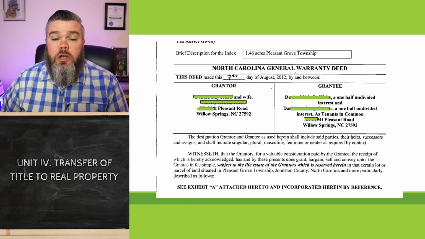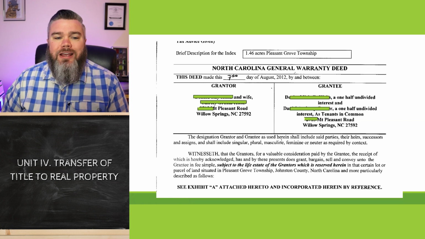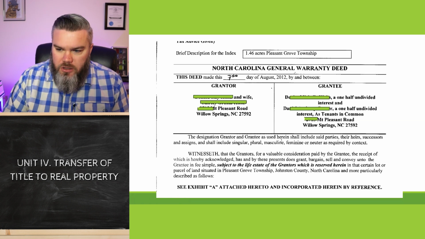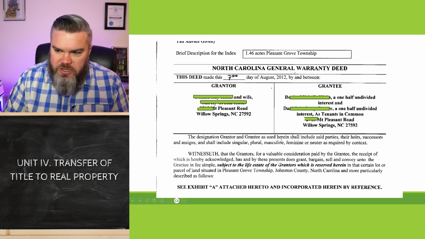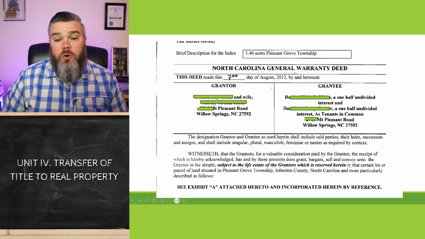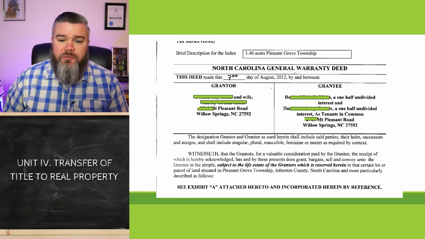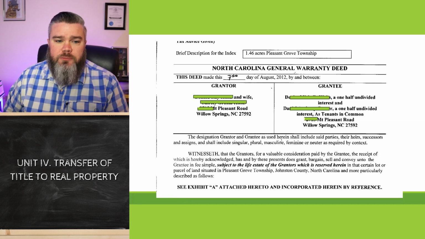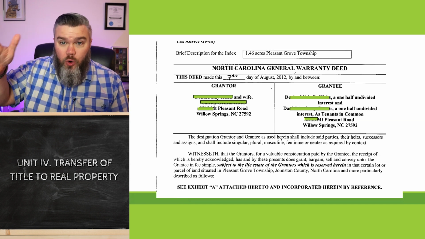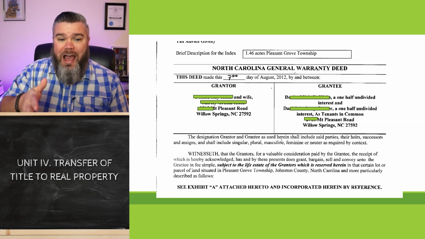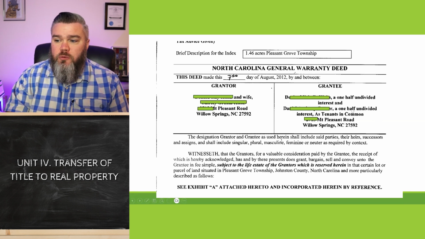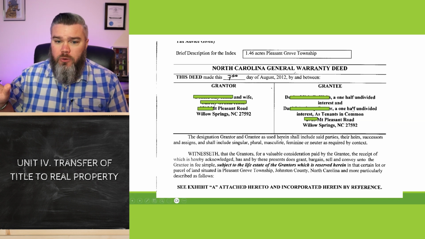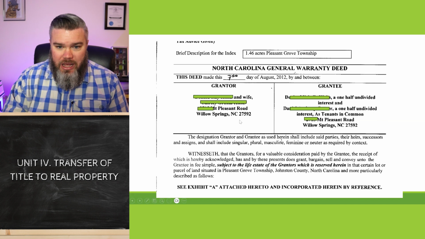Now, I said they will receive title even though it looks like it's already happened. Here's why I said that. Subject to the life estate of the grantors, which is reserved herein. Folks, this is a conventional life estate. The owners of this property recorded a deed, and what they've actually done is they've named these two people as remainder men who will receive half interest as tenants in common, fee simple absolute, at the time that they die.